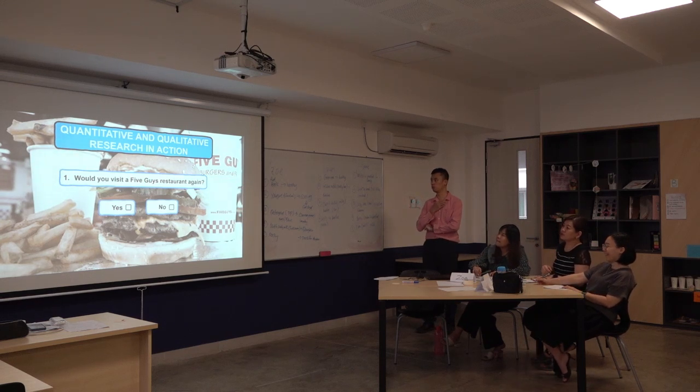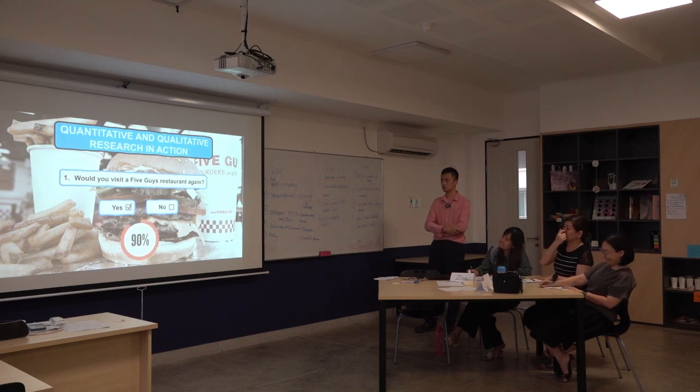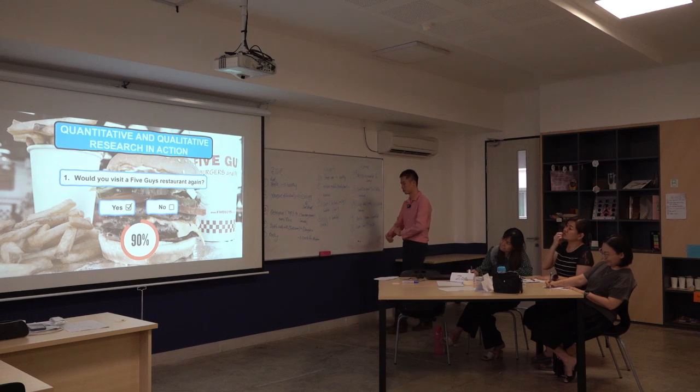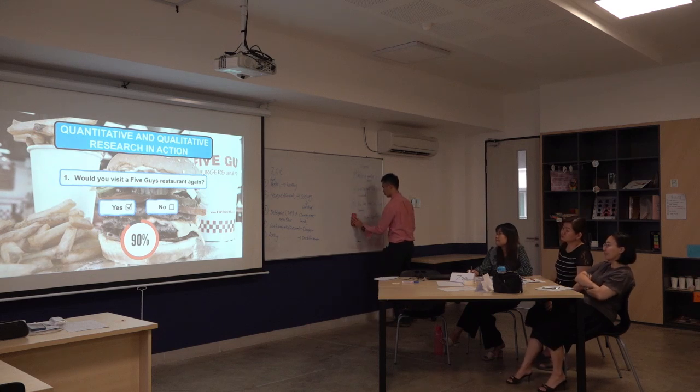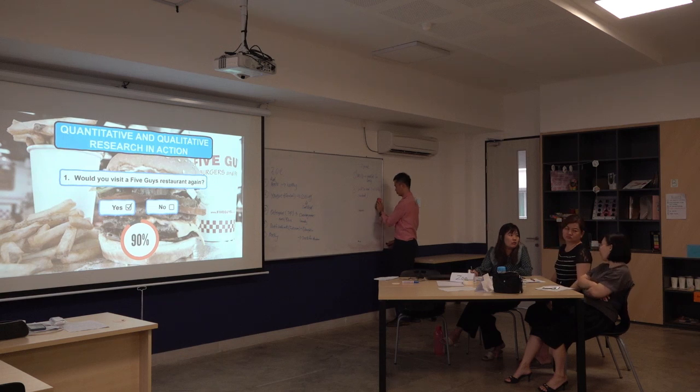Let's say, for example, 90% of participants said yes. So that's 90% of those asked suggested that they would return, which sounds great. But Five Guys don't know why, or how often they plan to return, or even how eager they are to return. So we need much more information to be able to make better decisions. Therefore, we're going to ask another quantitative question.